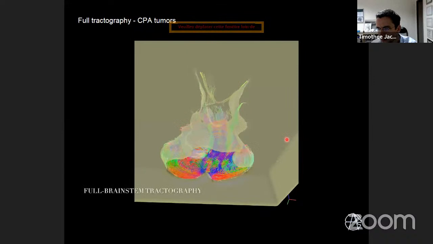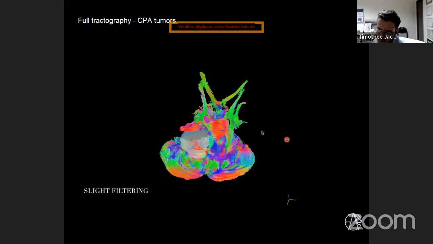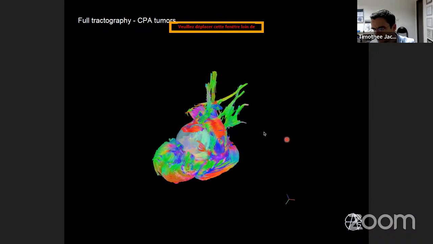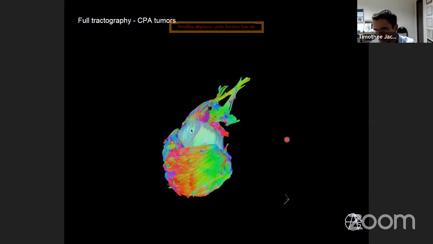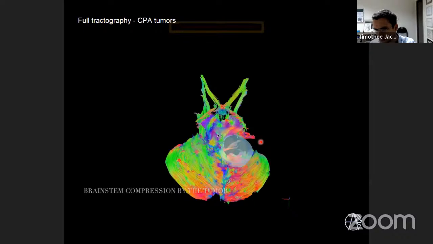Then a full tractography was initiated using a quantitative anisotropy-based deterministic algorithm. So that's very simple. After slight filtering, very easy, three-dimensional rendering, and very fast. The software allows rotation and magnification on demand. The following cranial nerves were identified: optic nerves, the third, the fifth, the sixth, the lower nerves, and the acousticofacial bundle. Some of them were tracked not only in their cisternal trajectory, but also in their cavernous and orbital segments. The brainstem compression was well seen.